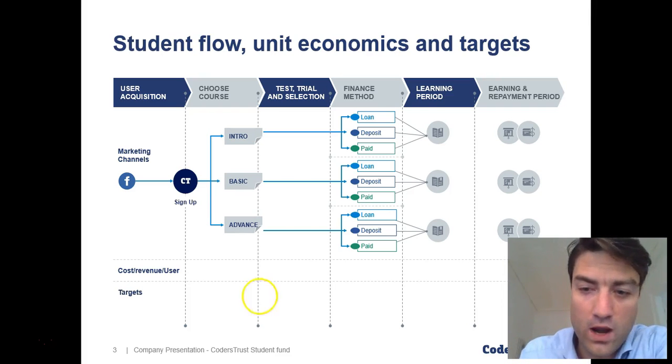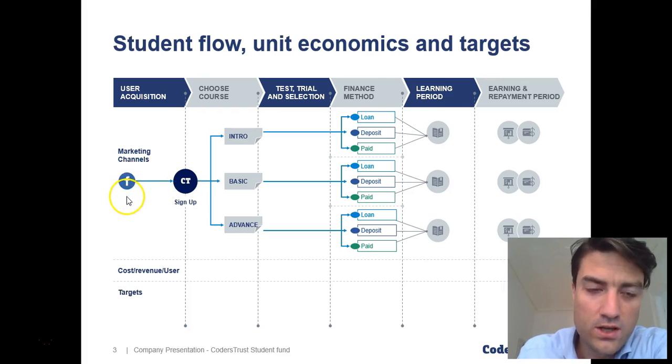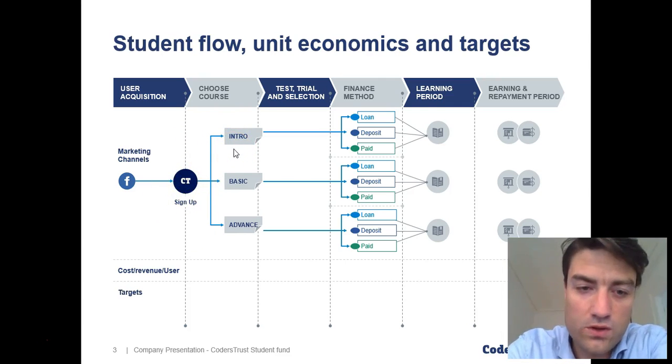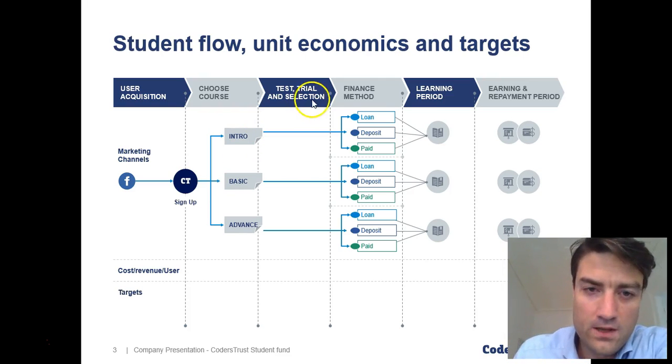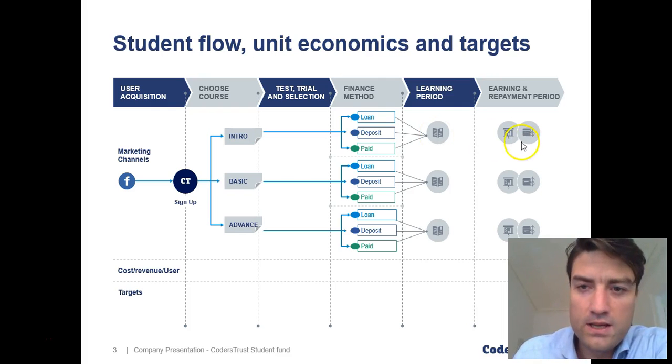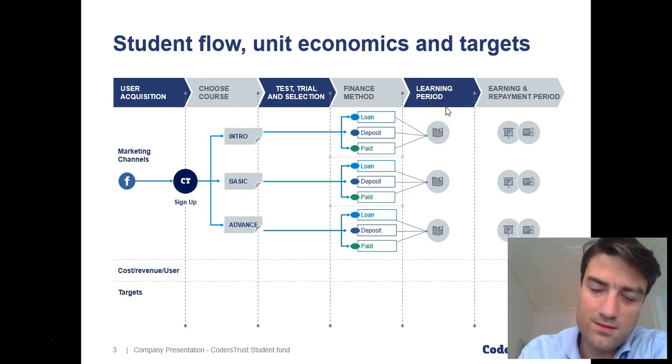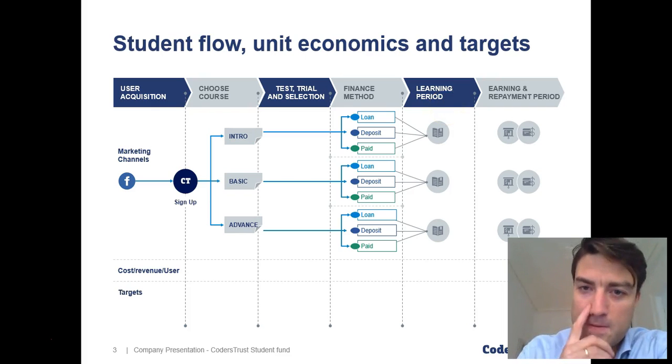And then I'd like to show you the tools throughout the process, what happens after a student has been acquired. As you can see here, we have the user acquisition with Facebook as the main marketing channel. They sign up in the sign up process, and from there they go to either the intro course, or the basic course, or the advanced course. Then there's the trial and selection period, and then they need to choose the financing method, and then they go into the learning period where they are following the courses. And once they complete the course, they go into the intensive earning and repayment period. Right now these two phases are more or less converging. But of course, in the first phase, in the learning period, the emphasis is more on learning than earning.